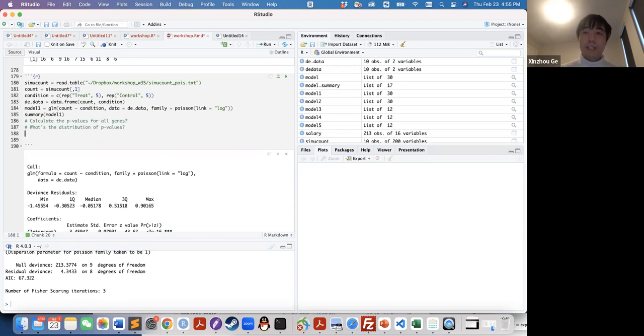Just remember that we have 200 genes for this problem, so we may have to calculate p-values for 200 genes. I will give you 1 minute to think about this. If you find a solution, you can try it yourself, and I will introduce how to do this later.